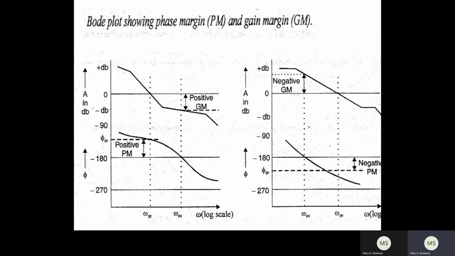Now we have the x-axis in terms of omega and the y-axis in terms of decibel. For the magnitude plot, it consists of plus dB, 0, and minus dB, and for the phase plot, plus theta, 0, and minus theta. For example, here the magnitude plot has been drawn and the phase plot has been drawn.